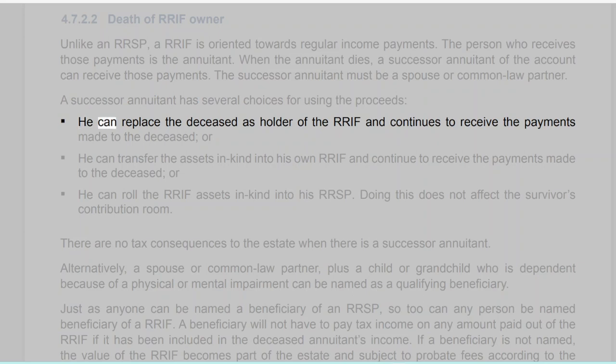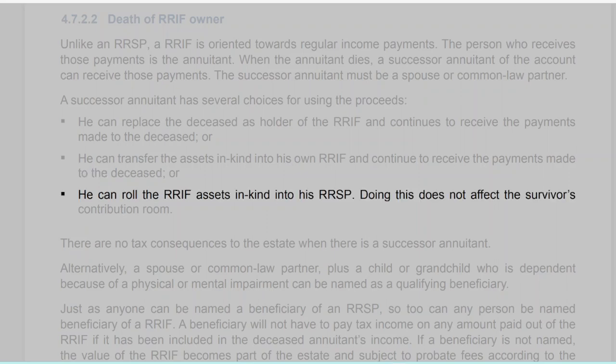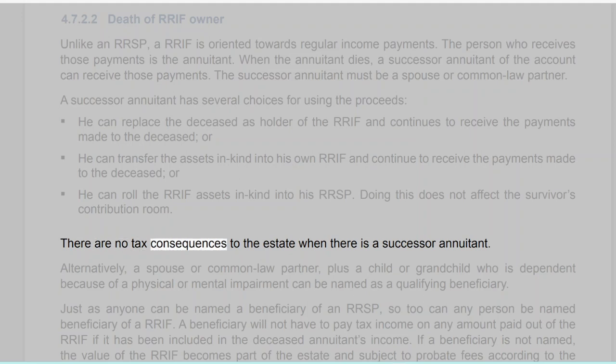He can replace the deceased as holder of the RRIF and continue to receive the payments made to the deceased, or he can transfer the assets in kind into his own RRIF and continue to receive the payments made to the deceased, or he can roll the RRIF assets in kind into his RRSP. Doing this does not affect the survivor's contribution room. There are no tax consequences to the estate when there is a successor annuitant.